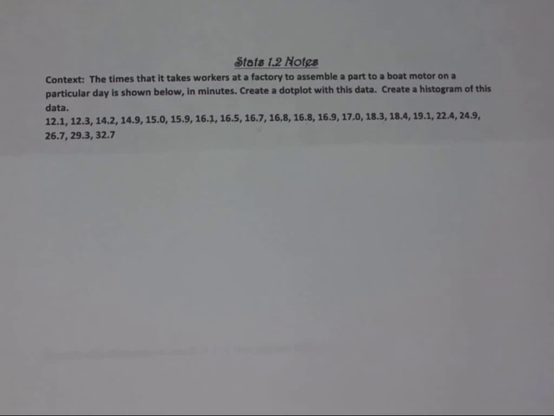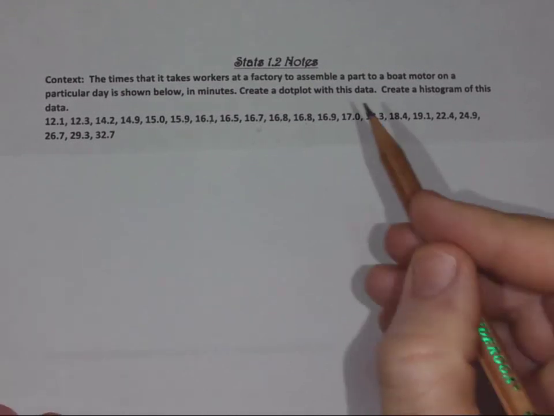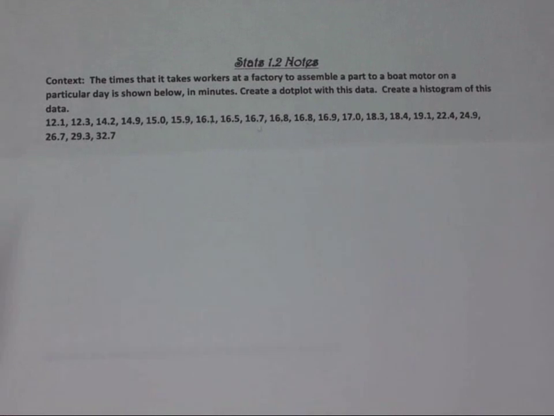So those are the main goals of this section. Be able to do a dot plot, be able to do a histogram, be able to do a stem plot, and to be able to describe the distribution using CUSS. So that's what you really need to be able to do. So the first thing we'll do is make a dot plot.